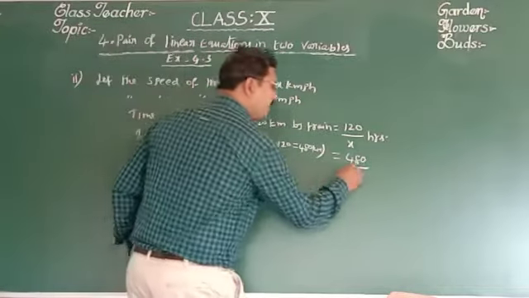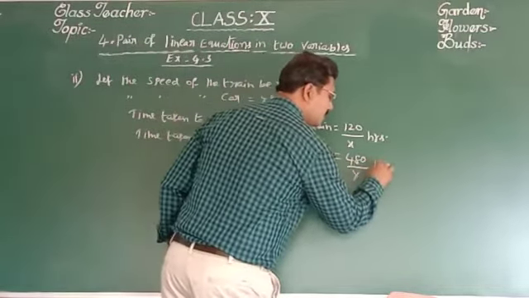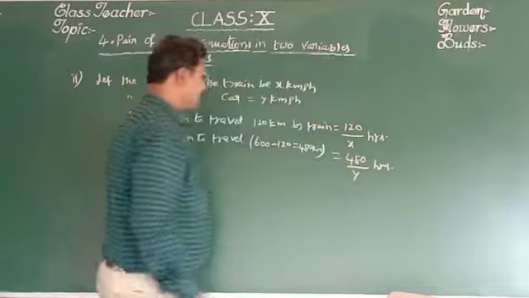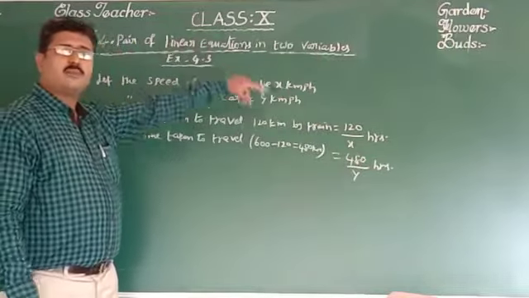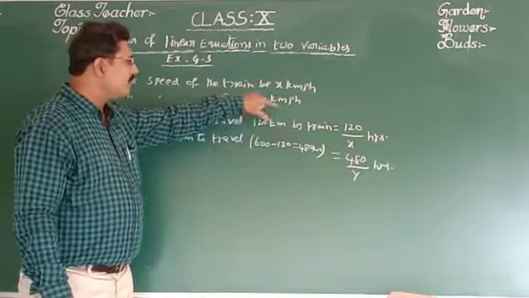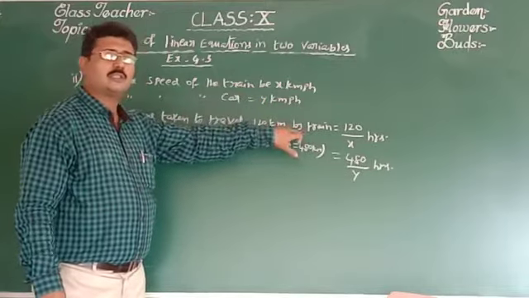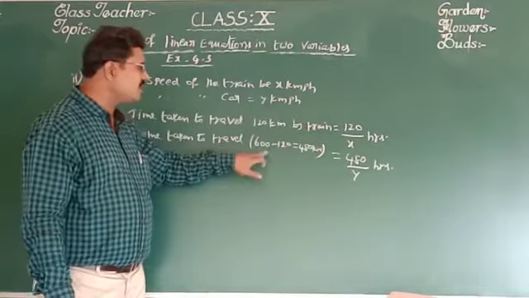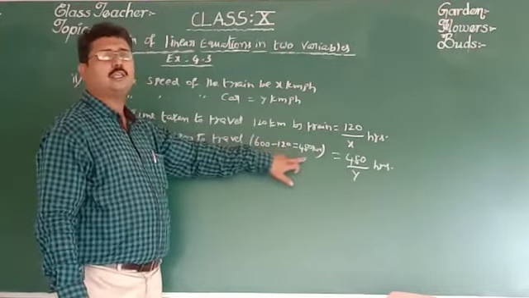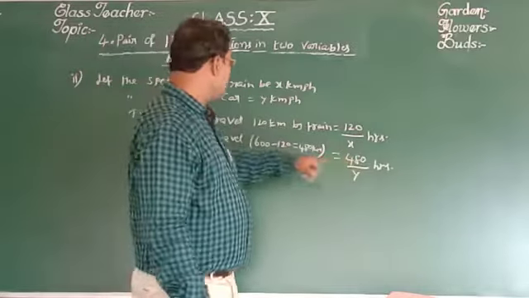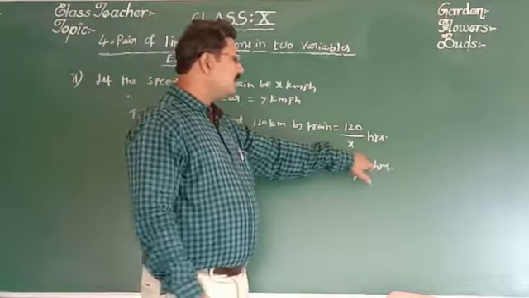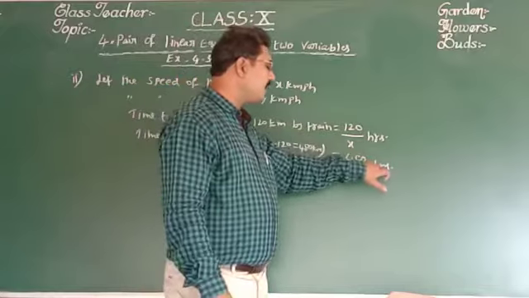Distance is 480, speed is y, so 480 by y hours. Why 480? Rahim's total journey is 600 kilometers. By train it is 120 kilometers, and the rest is by car. So the rest means 600 minus 120, 480 kilometers by car. So with respect to the car, the time is 480 by y hours.